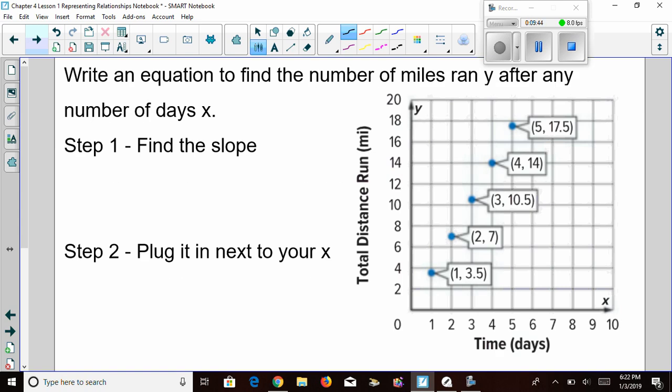So this time, I don't have a table, but I have a graph. Here we're being asked to write an equation to find the number of miles ran y. So actually it tells me that y is going to be miles that I ran after any number of days x. So one thing to help us out real quick is that x is the number of days. That's going to be important because we're going to need to remember that as we move forward, and that y is going to be miles.